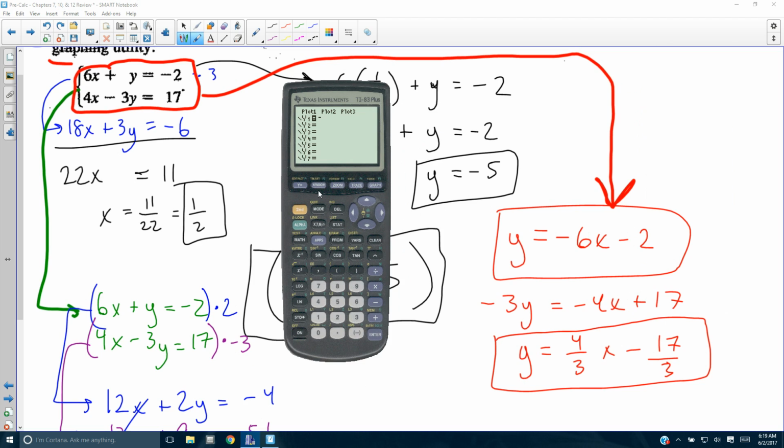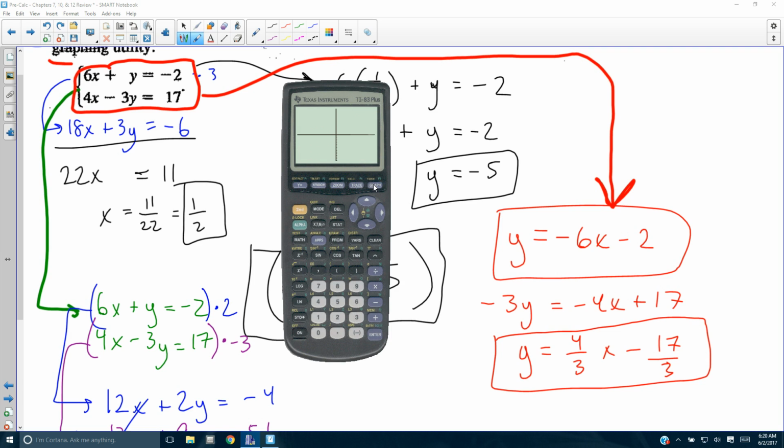Okay, so I'm going to do negative 6x minus 2 here, and then here I'll have 4/3 x minus 17/3. Now, as far as order of operations goes, it's actually not necessary for me to use parentheses here. It's important for you to note that this x is multiplying with the 4 before it's multiplying with the 3. The 3 is in the denominator, not the x there. So I have these two graphs.